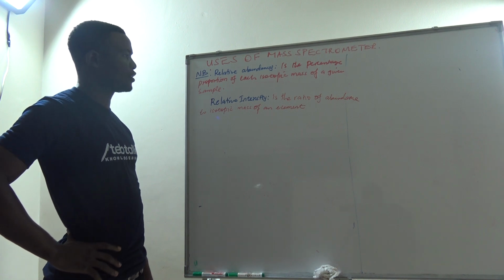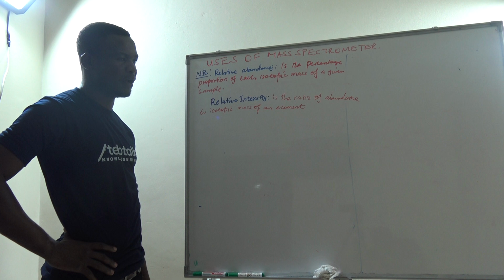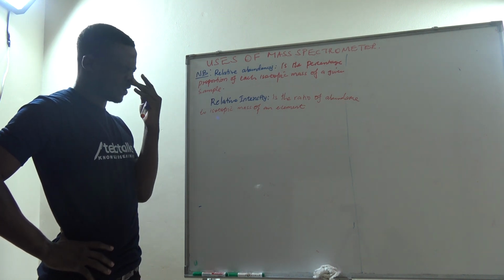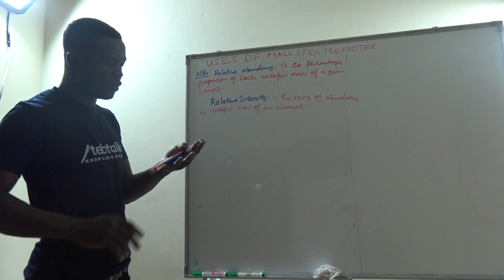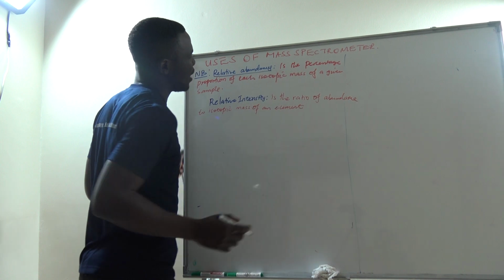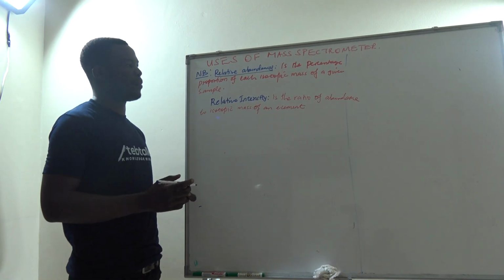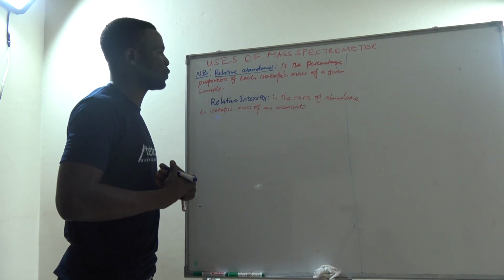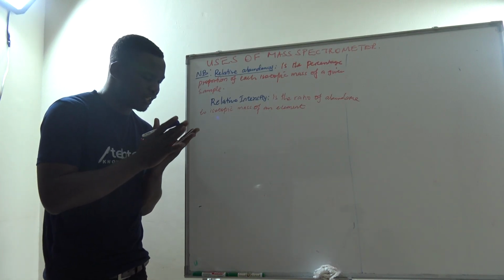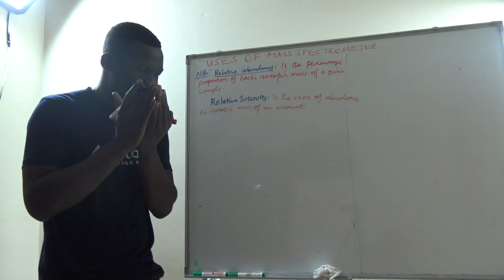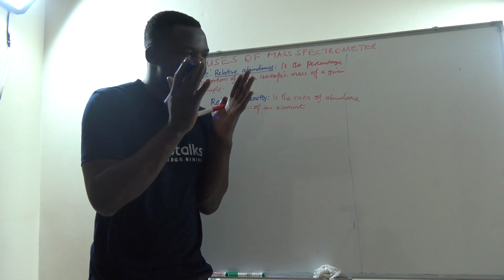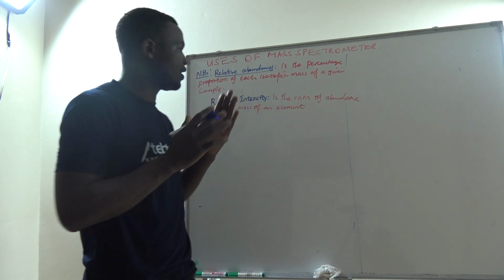We are still looking at the usage of the mass spectrum, and we are looking at the uses qualitatively. Now, there are terms that we shouldn't go without knowing what they are. One is relative abundance. Relative abundance is the percentage proportion of each isotopic mass of a given sample. When you get the percentage, how much in percentage form does this given atom have in a given sample?